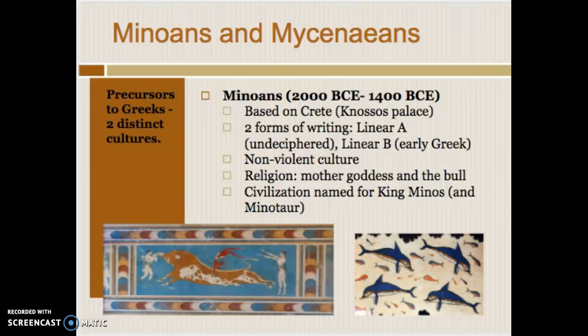The Minoans themselves are a very non-violent people. You can see these two mosaics at the bottom here. They're very focused on things like bull rituals. Bull riding seems to be very prominent for them. Their religion seems to be centered around some kind of a mother goddess and a bull. And also they have a lot of mosaics, a lot of artwork that is focused on the sea. Dolphins, fish, things like that.